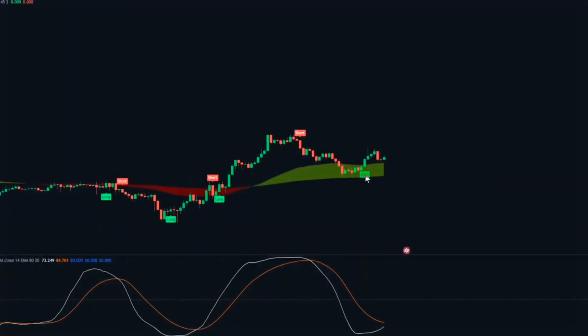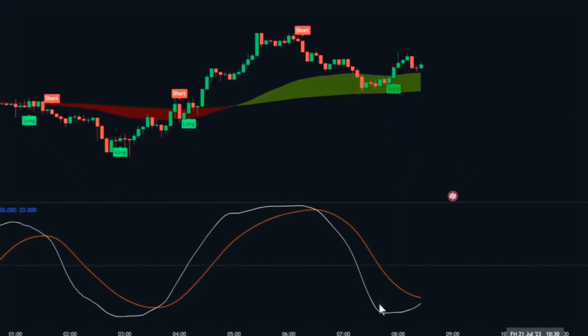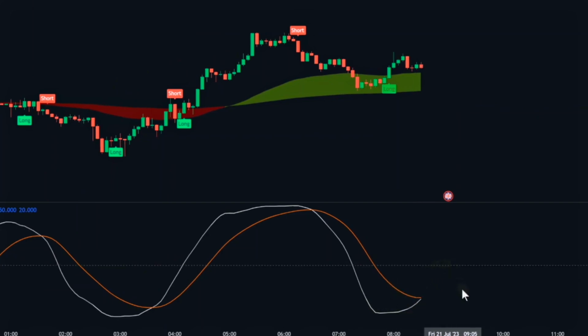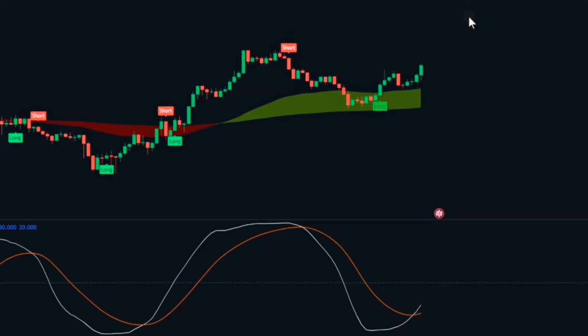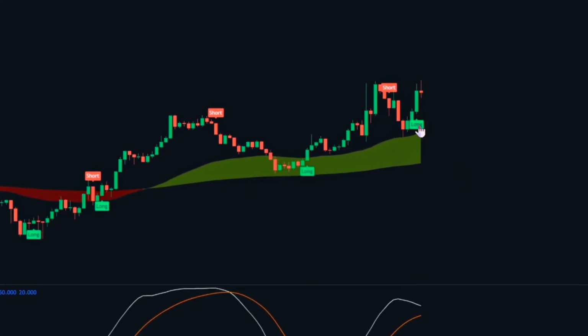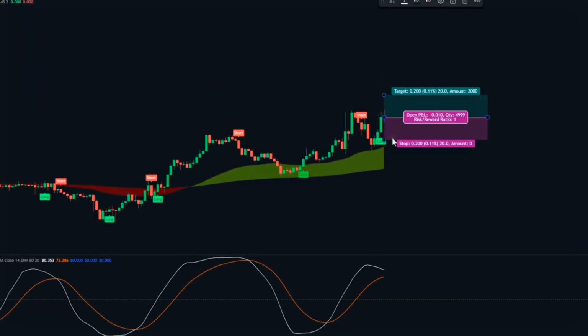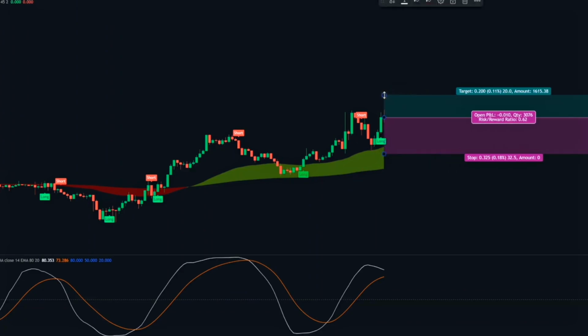Now, for a long trade, the EMA trend cloud must be green, confirming an uptrend. The ultimate RSI must cross above the signal line, and this crossover should happen below the midline. Once this happens, we wait for a long signal from the trend range filter. At the time of the signal, the ultimate RSI line must also be above both the midline and the signal line. If all conditions are met, we enter a long trade, placing the stop loss below the most recent swing low and setting the take profit at 1.5 times the risk for a 1 to 1.5 risk-reward ratio.